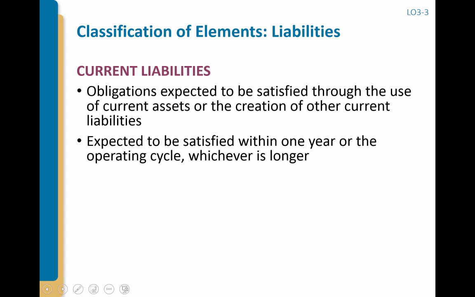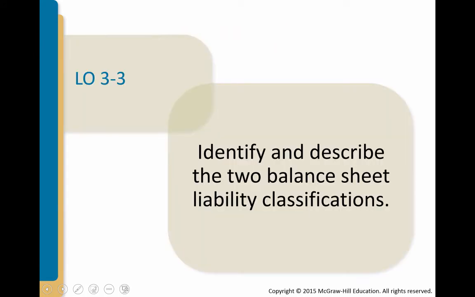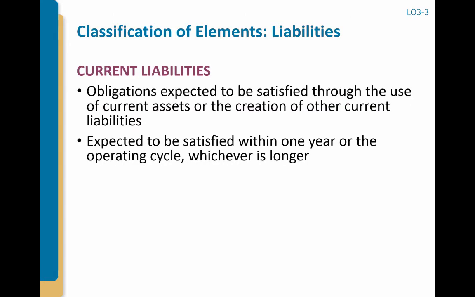We are going to now pick up on our Objective 3.3, where we are going to look at two different balance sheet liability classifications, current being one of those, and non-current or long-term being the other. And basically with current, we are saying that this obligation is expected to be satisfied through the use of current assets or other current liabilities. So we're saying current assets or current liabilities, which is about 1 year or less. So expected to last within 1 year.